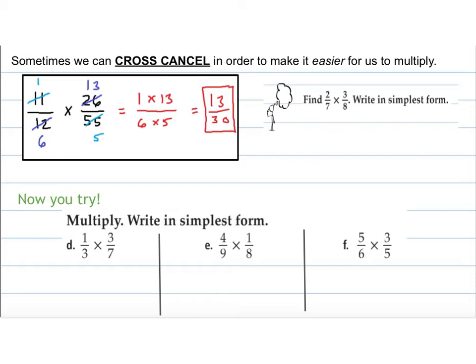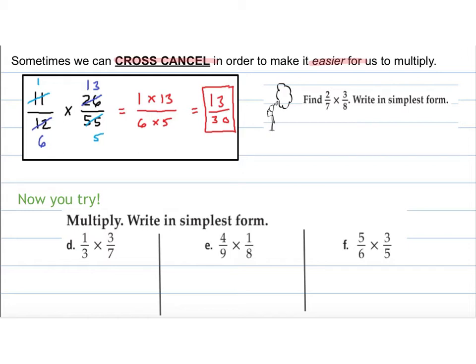Okay, so I don't know about you, but I'm ready to make this even easier for us. There's this thing called cross-canceling. If we cross-cancel, we can make it easier for us to multiply. The deal is, at the end, we multiplied straight across, and that was easy. But at the end, we had to simplify. And when we simplify, we're looking for a common factor of the numerator and denominator. Well, that kind of brings us back to our multiples and factors.